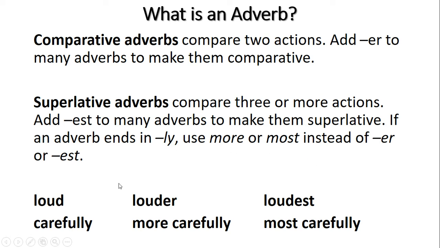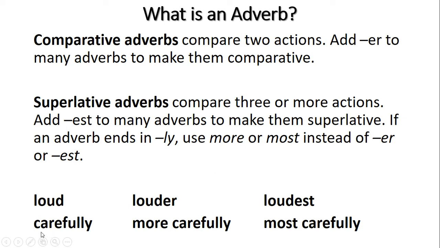Here's a couple of examples I want to talk about. If you have the word loud, loud is an action. If I was comparing two actions together, I'd say one is louder than the other. If I was comparing three things, I'd say that noise was the loudest. Again, comparative form, add er, superlative form, add est.